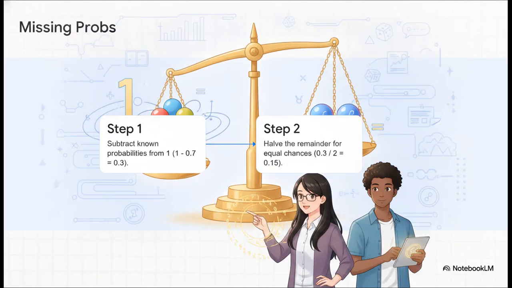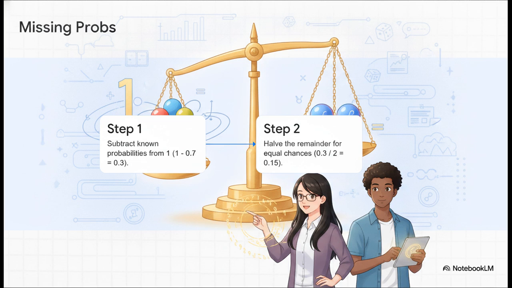Well, we bring in our golden rule. Step 1, we know the whole thing has to add up to 1, right? So we just take our known probabilities, that's 0.2, 0.1, and 0.4, and subtract them from 1. That leaves us with 0.3. Then, step 2, since the problem told us blue and red have an equal chance, we just split the difference. We literally just have that remaining 0.3. Half of 0.3 is 0.15. Boom! Puzzle solved. Blue and red are 0.15 each.